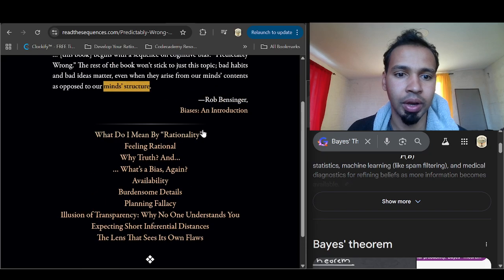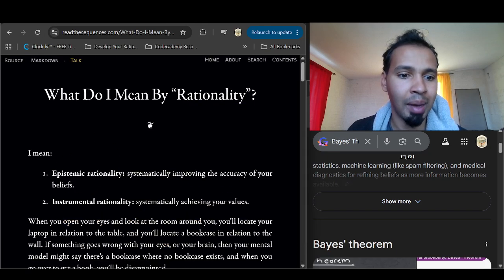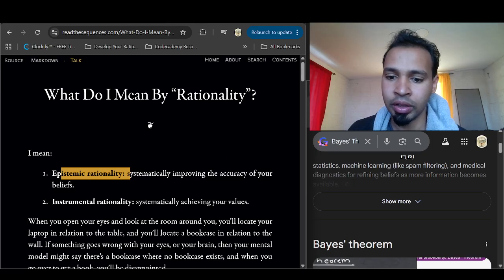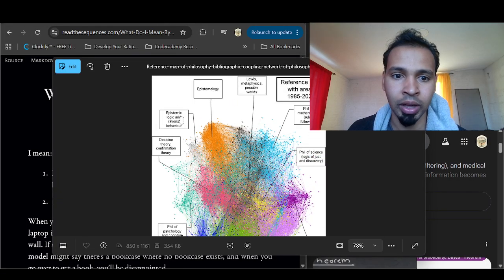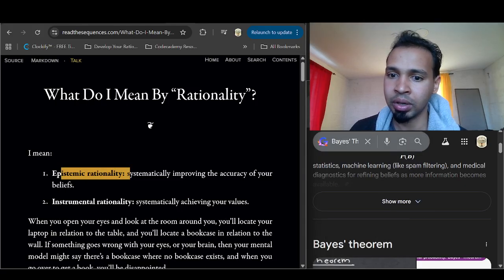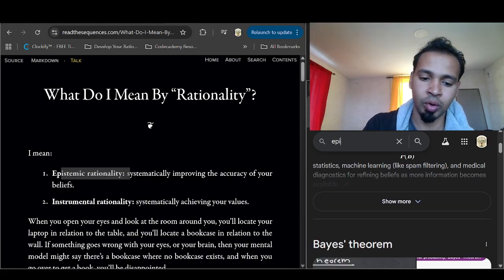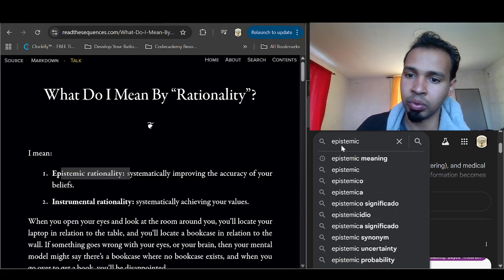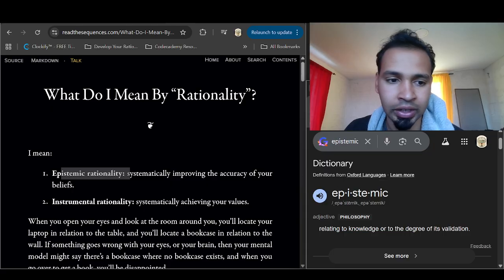So here we go. What do I mean by rationality? What a great question. I mean epistemic rationality, which I think was actually termed in our philosophical map here. Yep, epistemic logic. And just to be clear, I'm going to look up what is epistemic. I know we've looked it up before, but I'm going to look it up again because I still don't know what it means. Relating to knowledge or to the degree of its validation.